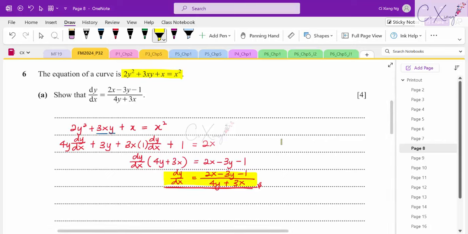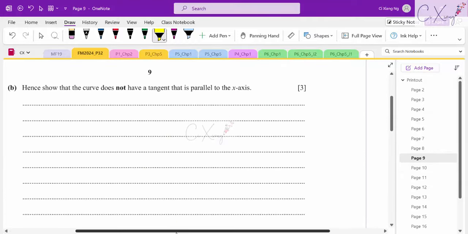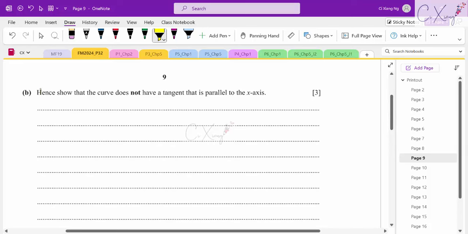Then let's continue to 6 part B. For 6 part B, they want us to show that the curve does not have a tangent that is parallel to the x-axis. First of all, let's talk about parallel to the x-axis. What's the meaning of parallel to the x-axis? That means the equation of the tangent is a horizontal line. So for a horizontal line, your gradient should be equal to 0.